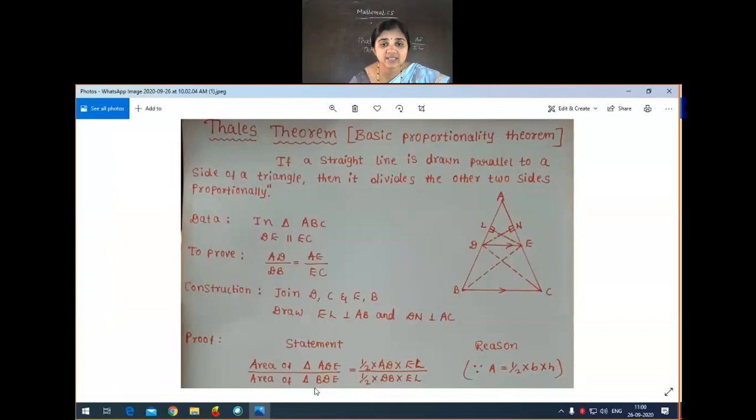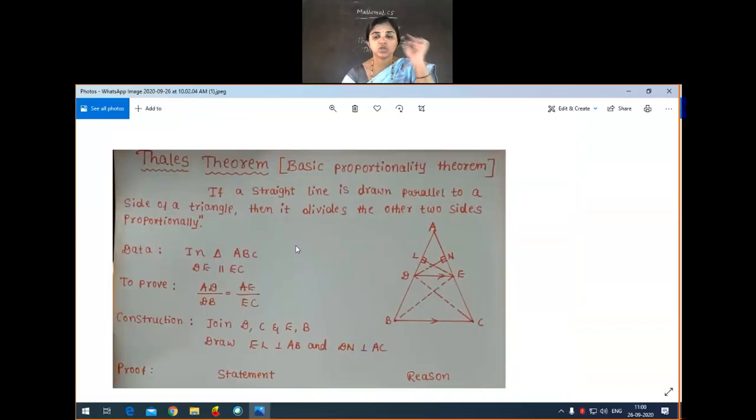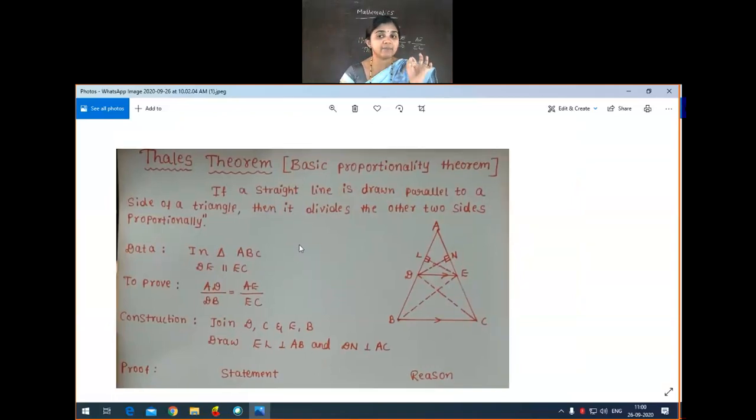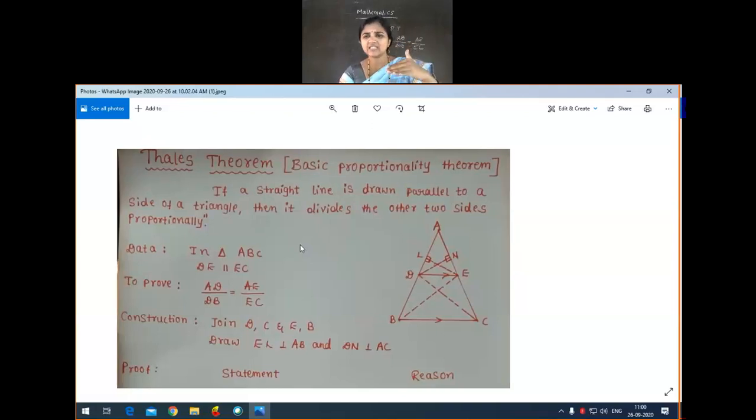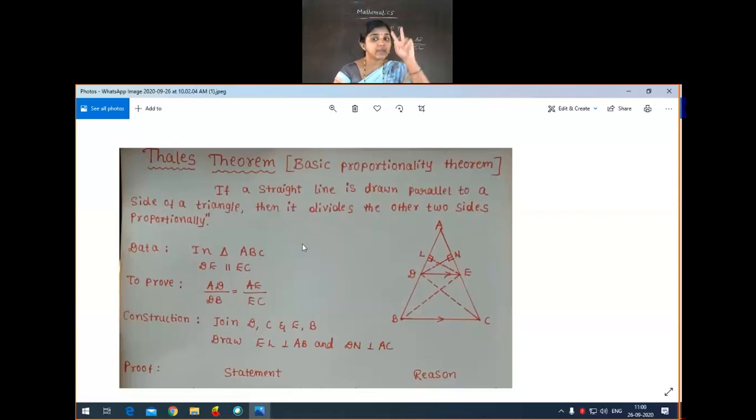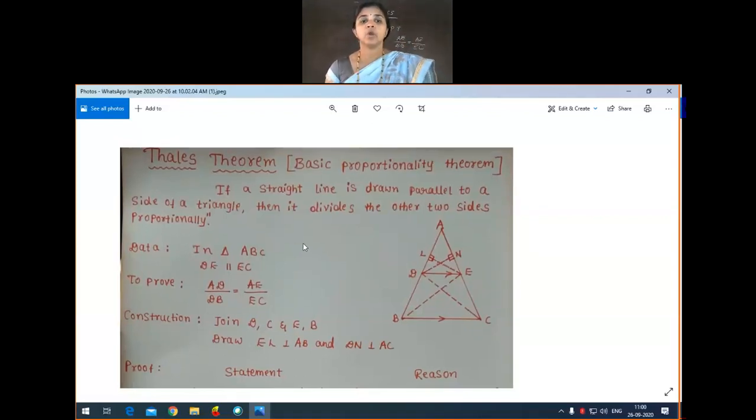So what is this? If a straight line, in the sense that DE we took in the three examples, that is one straight line drawn parallel to a side of a triangle. So any one side of the triangle, it need not be the base at the bottom, if the line is parallel to any one side of the triangle, then it divides the other two sides proportionally.